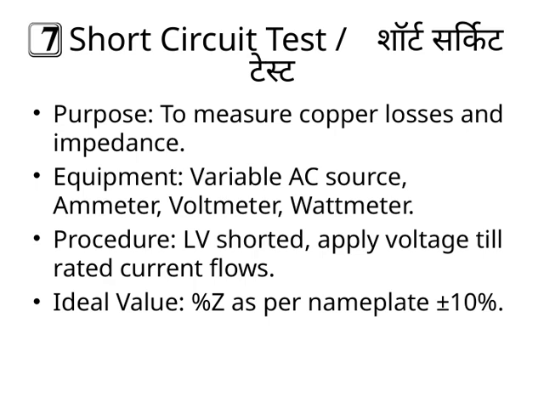The ideal value we're aiming for is the percentage impedance, or %Z, which should be close to the value specified on the nameplate, typically within plus or minus 10%. This percentage impedance gives us insight into the transformer's reactance and how it limits short-circuit currents.